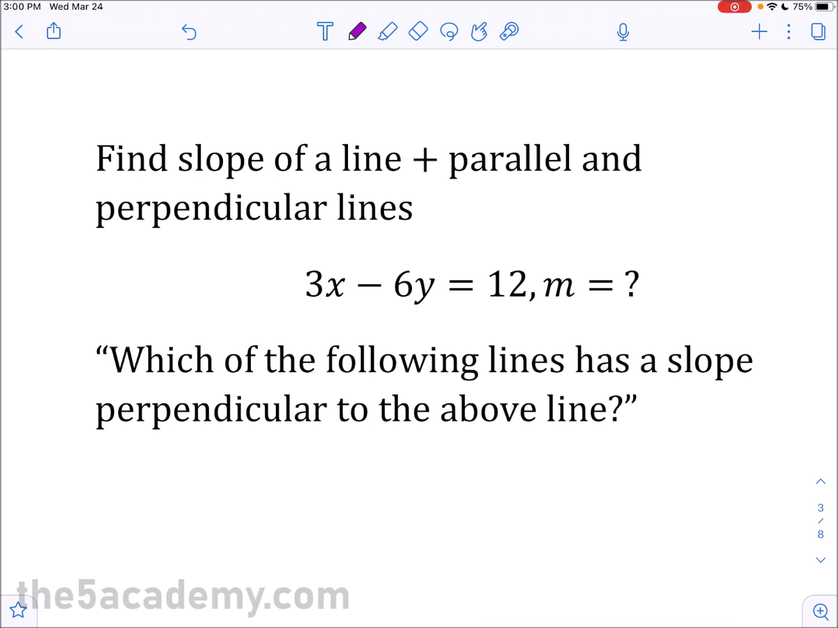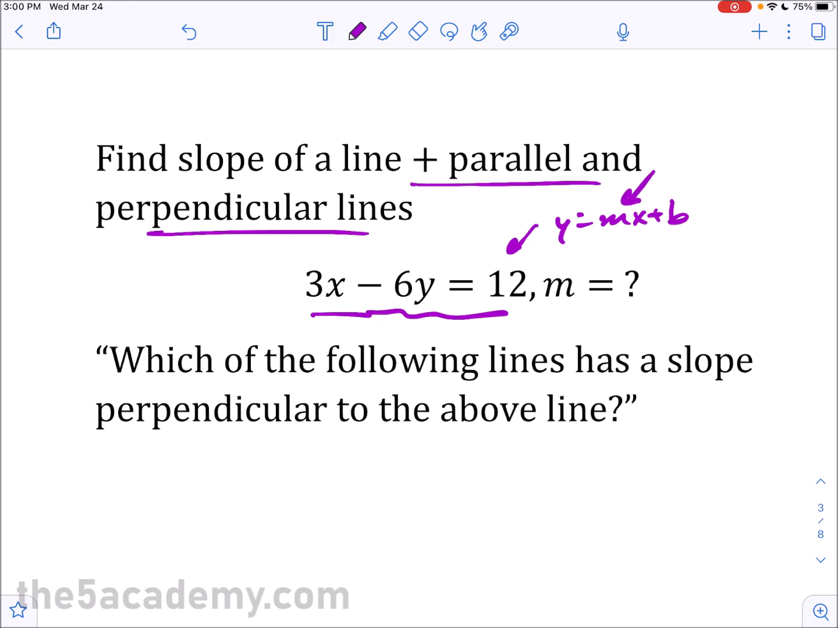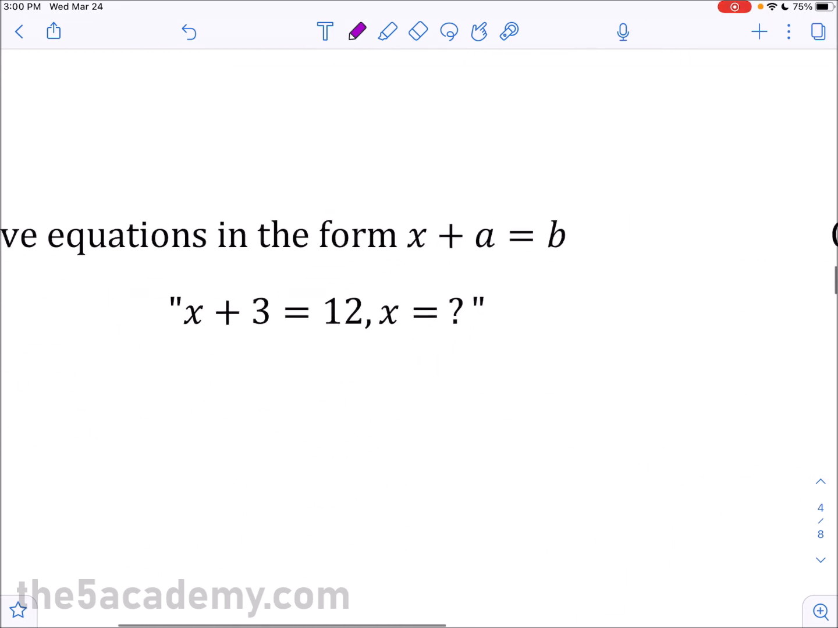Finding slope of a line and parallel and perpendicular lines. So if I give you an equation like this, you should be able to calculate the slope by rearranging the equation into y equals mx plus b. Then the answer is literally staring at you. You should also be able to find the slope of a perpendicular line. So if I give you a line that has a slope of 3/2, the perpendicular would just be the negative reciprocal. So you flip the fraction and then you do a negative version of that, okay?